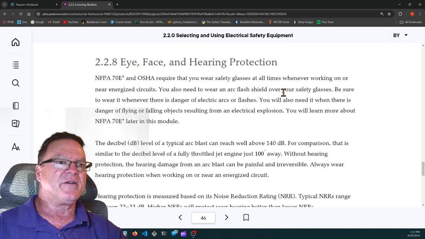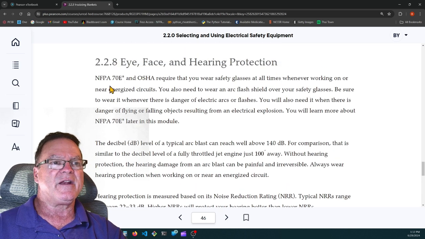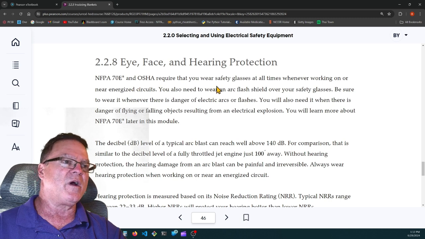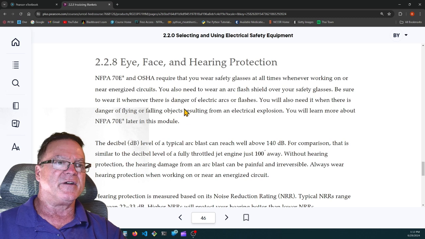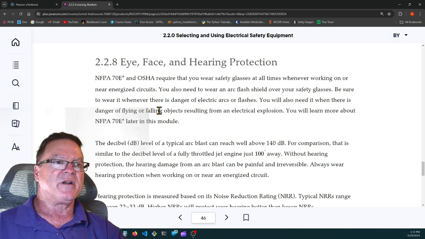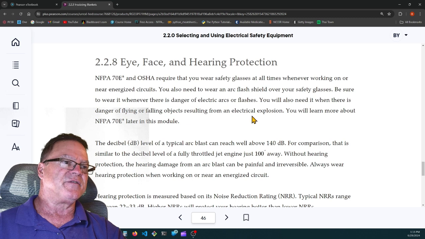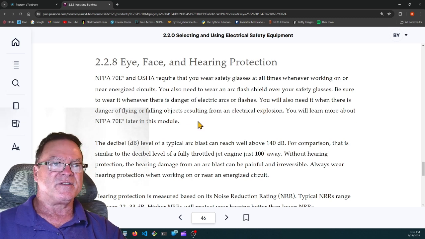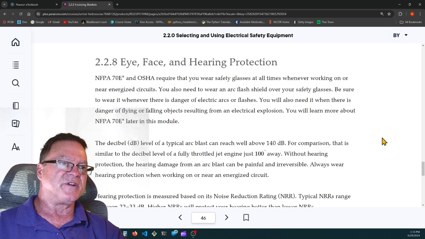Eye, face, and hearing protection, 2.2.8. NFPA 70E and OSHA require that you wear safety glasses at all times whenever working on or near energized circuits. You also need to wear an arc flash shield over your safety glasses. Be sure to wear it whenever there's danger of electric arcs or flashes. You'll also need it when there is a danger of flying or falling objects resulting from an electrical explosion.